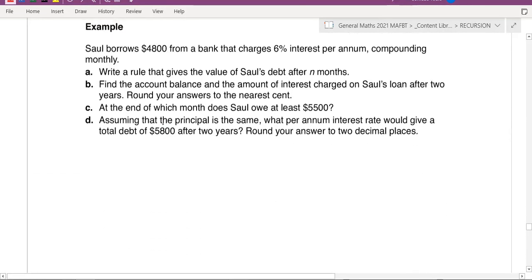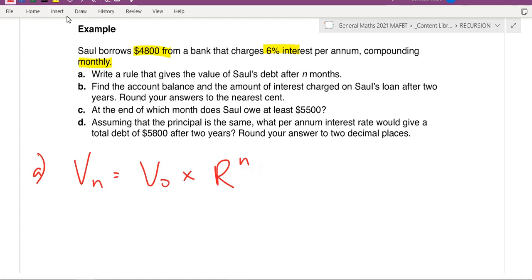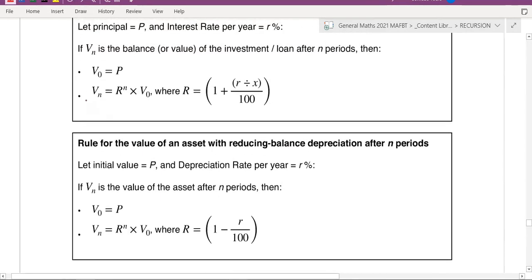Let's just do some examples so we can get it. First one, part A. Saul borrows 4,800 from the bank, so that's already my V0. It charges 6% per annum, compounding monthly. Some important information there we need to figure out. We need to write a rule for his debt after n months. So the rule should look like this: Vn equals V0 multiplied by r to the power of n. So in my formula, it's these ones. It's the nth term rule.